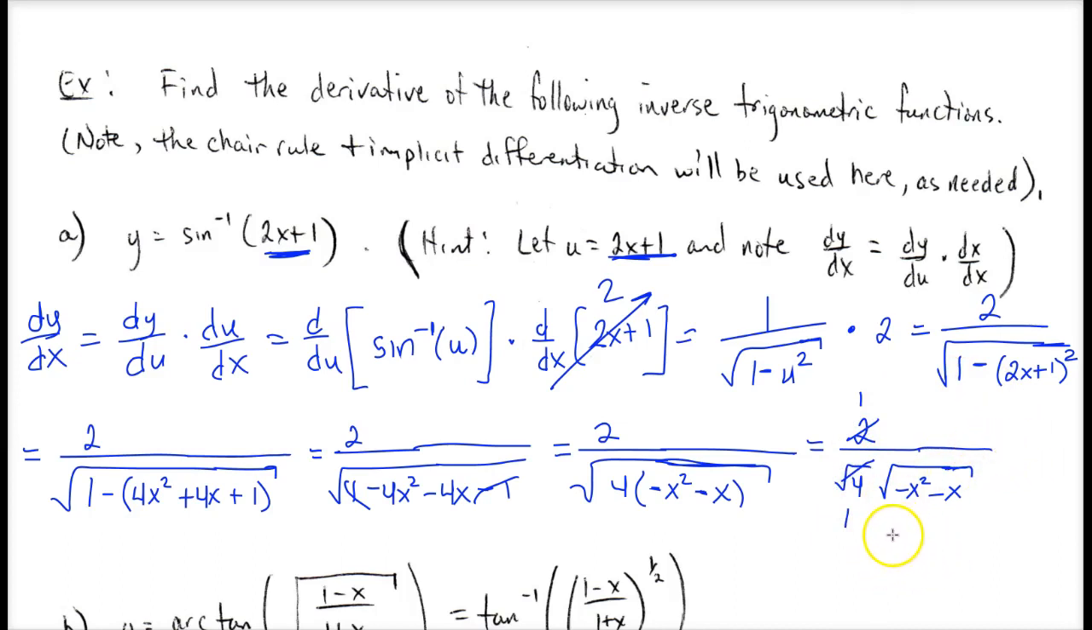And our final answer here will just end up being 1 divided by the square root of negative x squared minus x. And that would be our final answer here. All right, so let's move on to our second example.